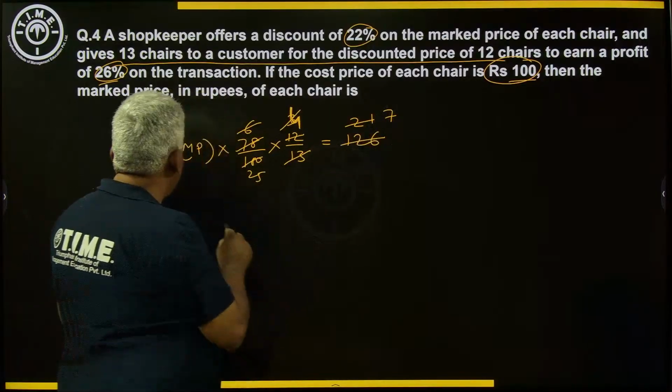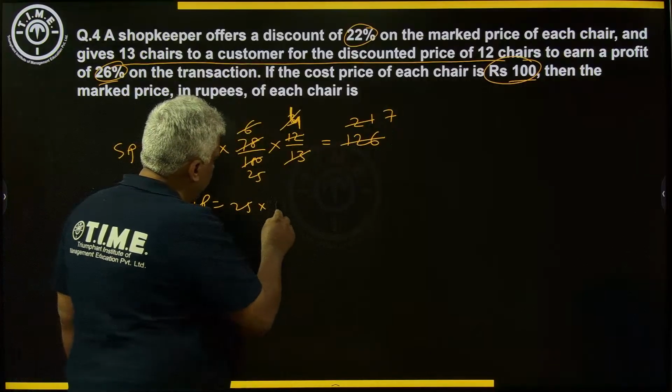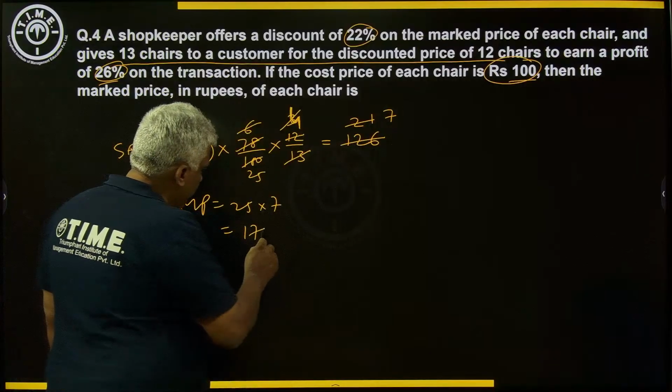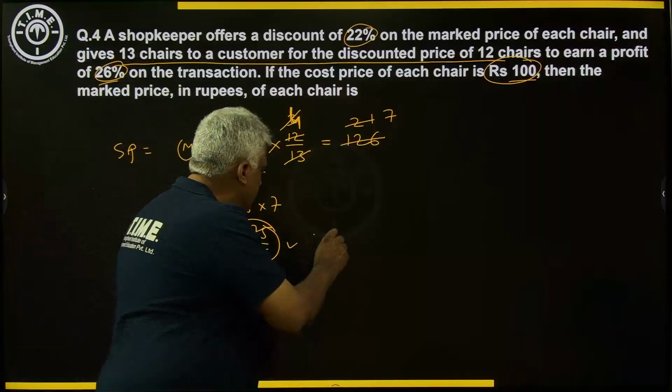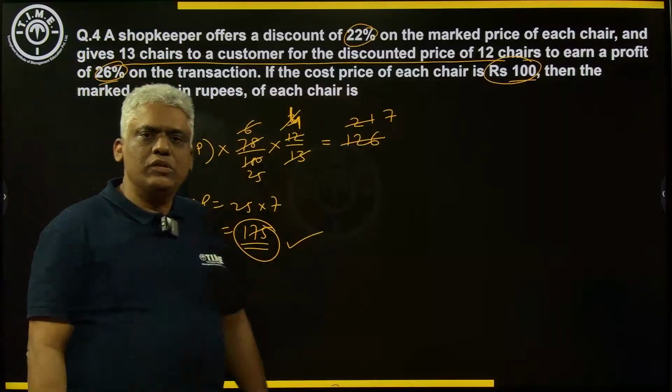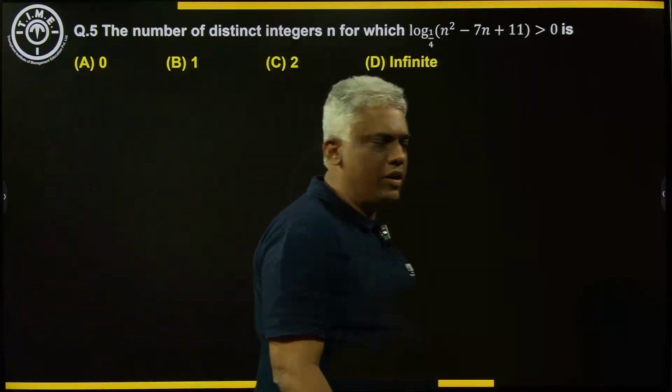So if you cross multiply, the marked price will be 25 into 7, that is 175 rupees. So 175 is the answer for this question. Okay, I hope this is clear to all of you. Let's see the next question. Take 1-2 minutes.